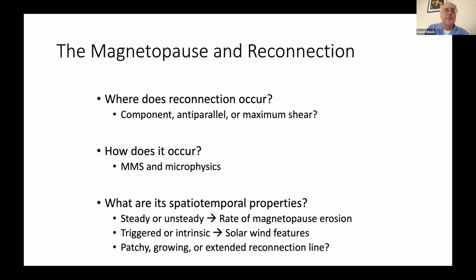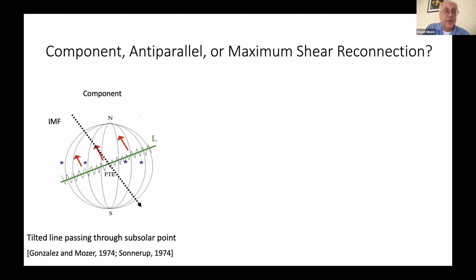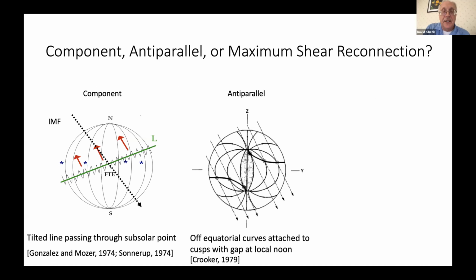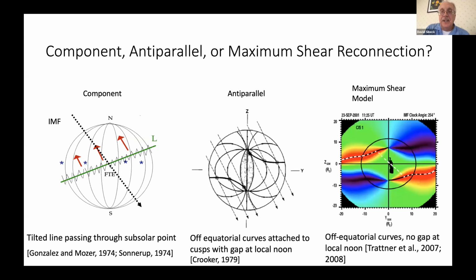What about the magnetopause and reconnection? Basic questions you might ask are, where does reconnection occur? How does it occur? What are its spatiotemporal properties? A lot of people in the olden days, and I'm an old timer, talked about the component reconnection model. And there was another model called anti-parallel. And now a model which seems to do the best job is kind of a mixture of the two, a little bit different principle, the maximum shear model, which tells you on the magnetopause where you think reconnection should occur. There are some regions where the fields are anti-parallel, maximum shear, but they're also connected by a line passing through local nodes. So maybe everybody had something a little bit right.